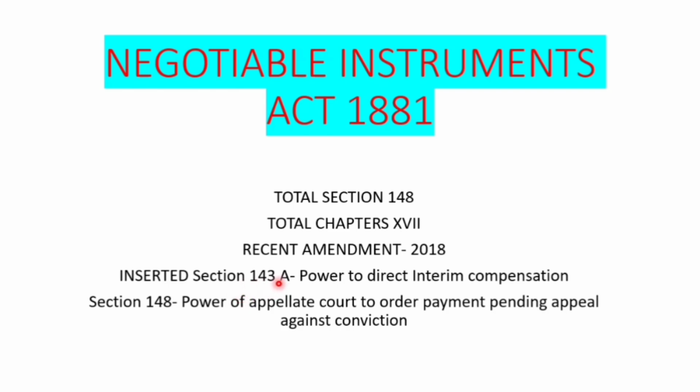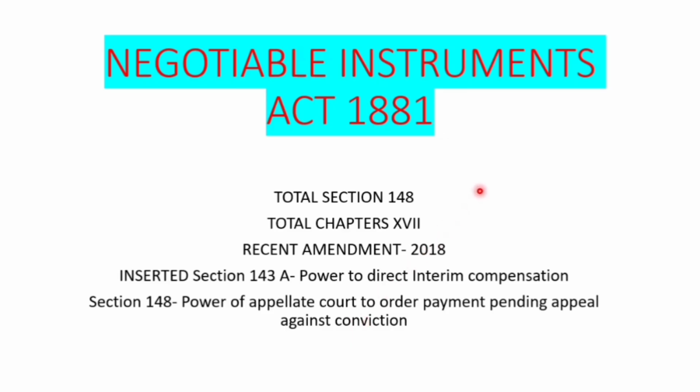The first section is section 143A, which gives the power to direct interim compensation, and section 148, which gives the power to the appellate court to order payment pending appeal against conviction. So even though appeal is pending, the appellate court can order for the payment under the Negotiable Instrument Act.